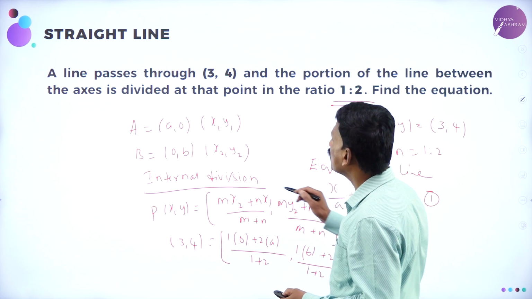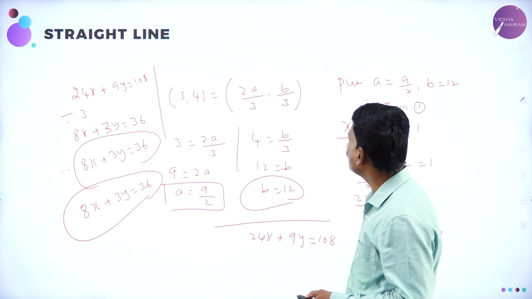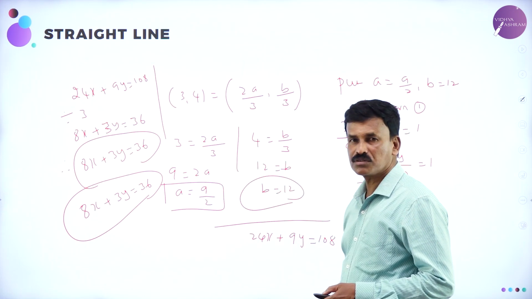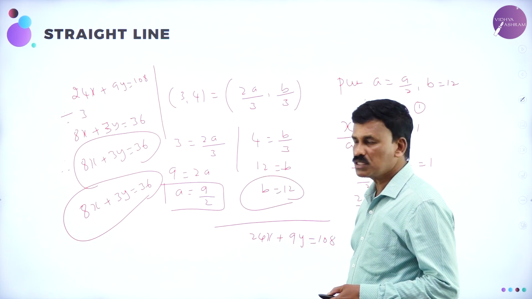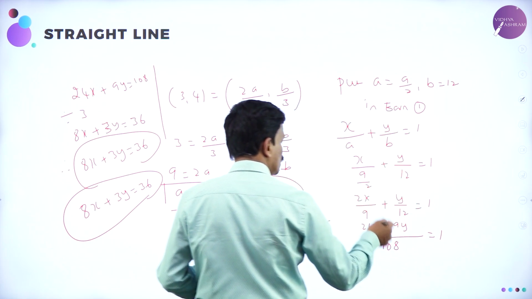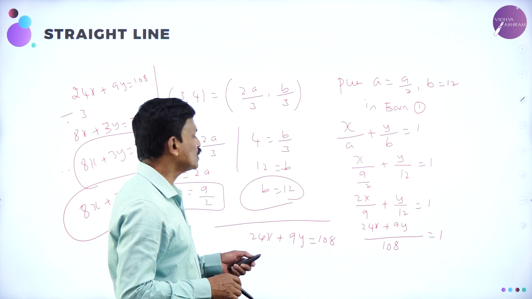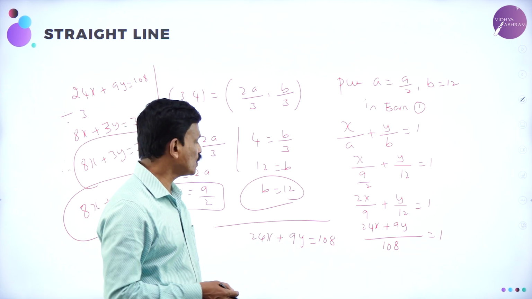So you will get the equation of the form 3 comma 4 is equal to 2a by 3 and b by 3. So 3 is equal to 2a by 3, which implies a is equal to 9 by 2. 4 is equal to b by 3, which implies b is equal to 12. Substitute the value of a and b in the standard equation x by a plus y by b is equal to 1. Take LCM and simplify. 24x plus 9y is equal to 108.